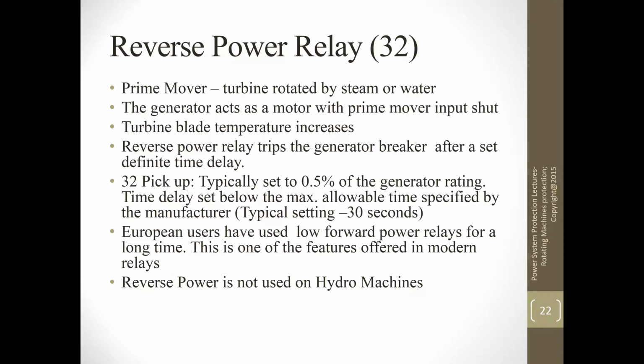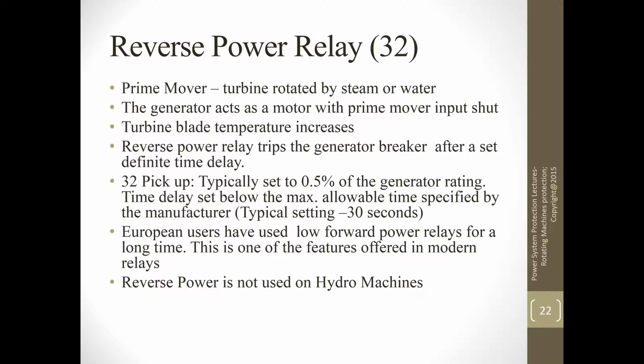And this is very dangerous for steam machines because steam is churned at that high speed, 1800 or 3600 RPM on the machines, and this produces overheating of the turbines and severe damage to the turbines. So they use a reverse power element to take the machine out of service. They are typically set to 0.5% of the generator rating, and the time delay is set below the maximum allowed time specified by the manufacturer, typically 30 seconds or less.